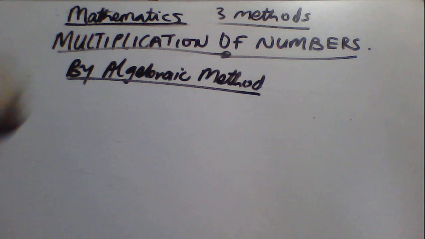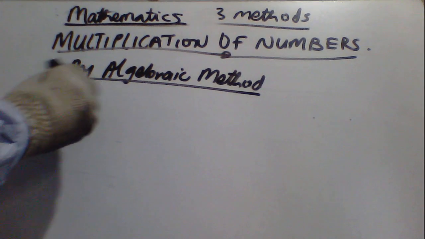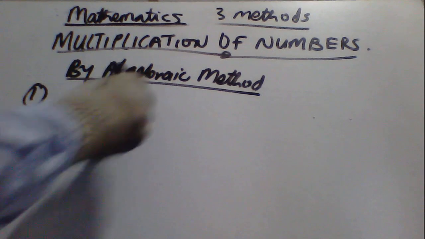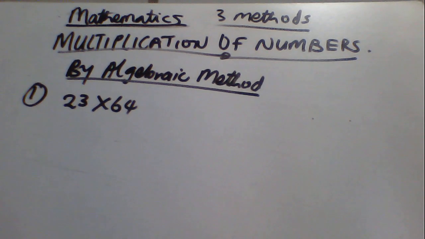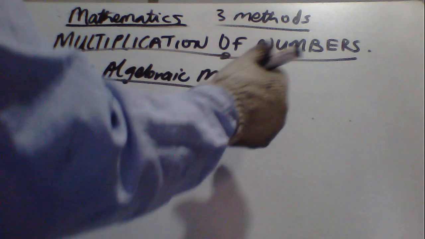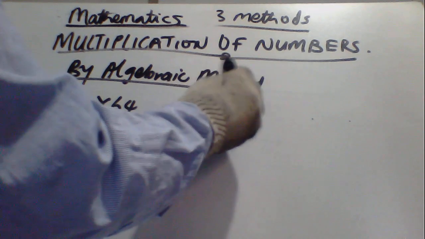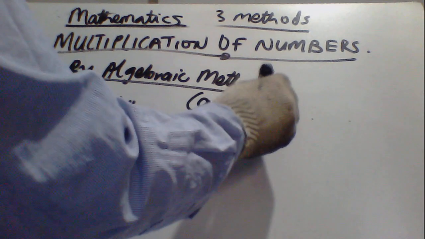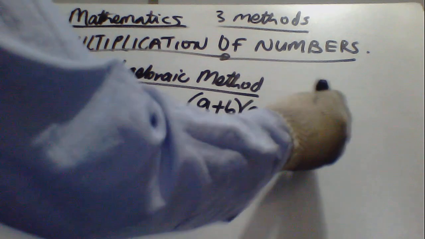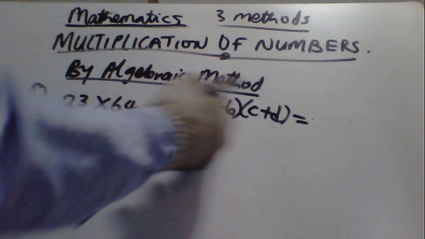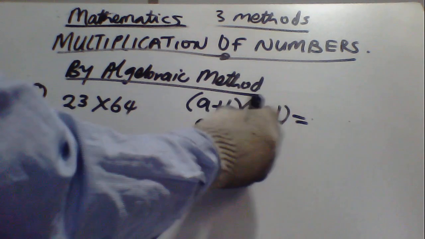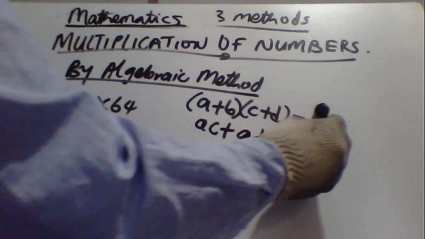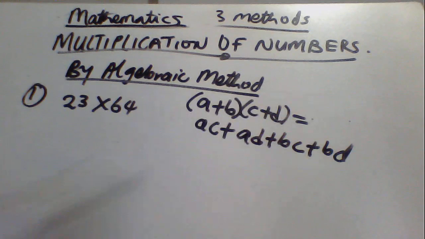For example, if you are given 23 times 64 to multiply, the best method is algebraic. In this case, the algebraic method is in this form. You are given a plus b and then c plus d. This is the same as a multiplying c will give us ac, plus a multiplying d will give us ad, plus bc, plus bd. So this is the best method.